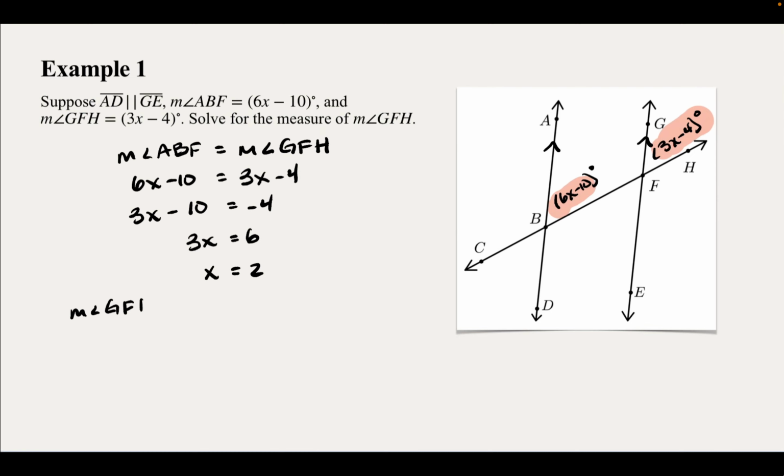So the measure of angle GFH equals 3 times 2, because that's my x value, minus 4. Well, 3 times 2 is 6, minus 4 is 2 degrees. So my final solution is that the measure of angle GFH is 2 degrees.